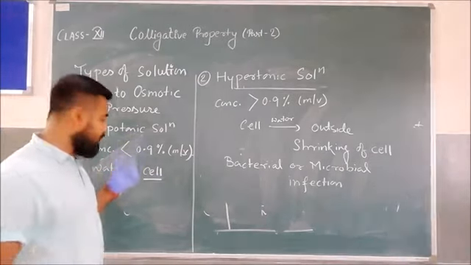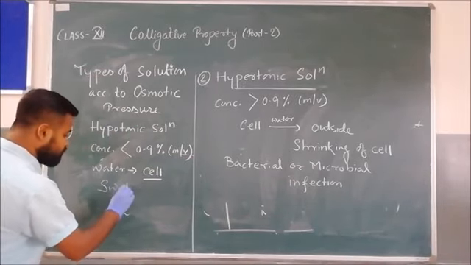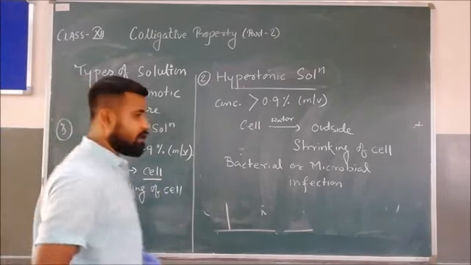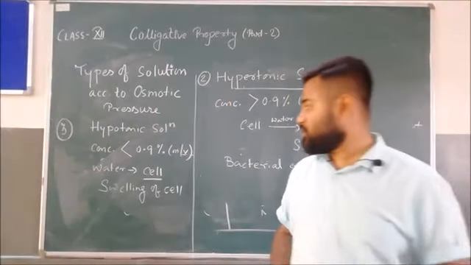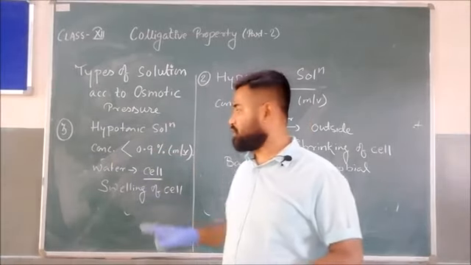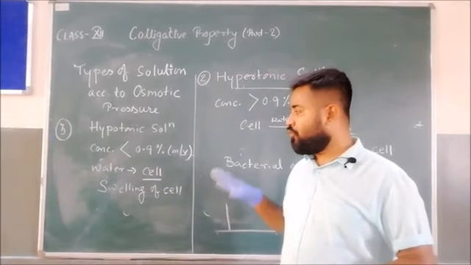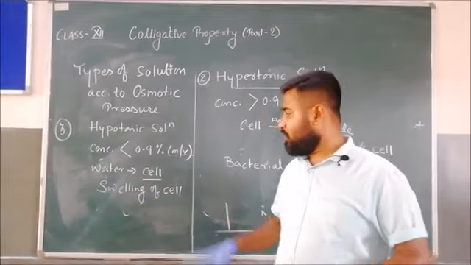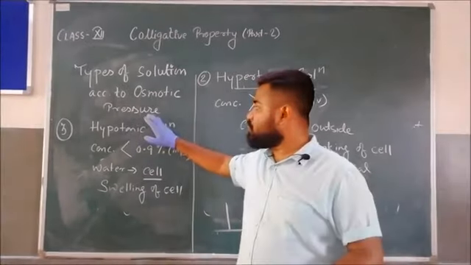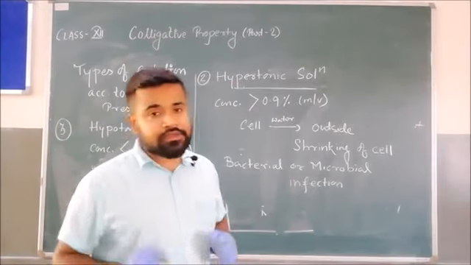Okay, in the hypotonic solution, the water moves inside the cell and that leads to swelling of the cell, and the cell will burst. So whenever there is a hypotonic solution, meaning the concentration is less than 0.9 percentage, the water is moving from outside towards the cell. The movement of solvent is from outside to the cell and this will swell up the cell and the cell will burst, and this type of solution is called a hypotonic solution.